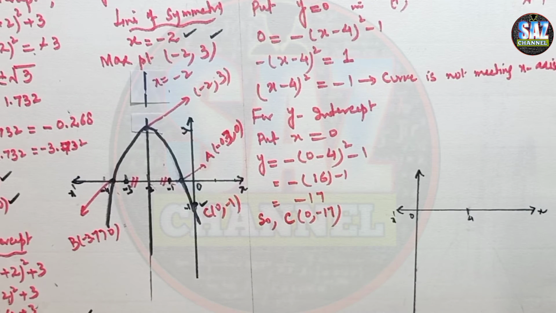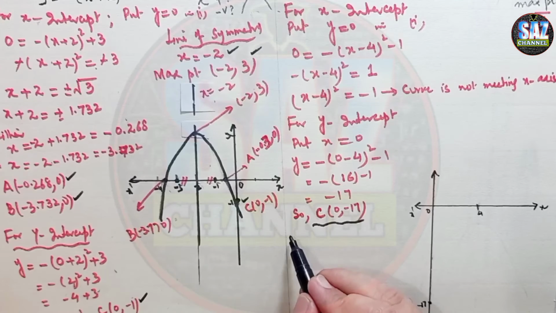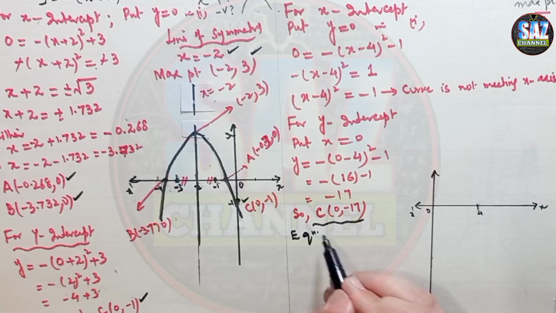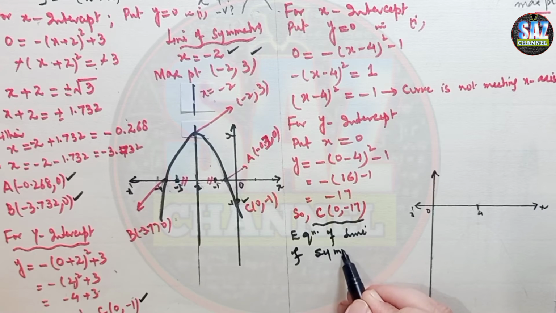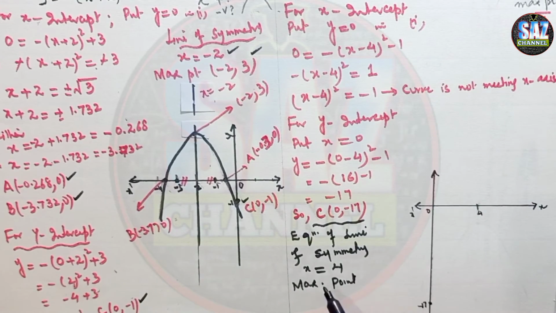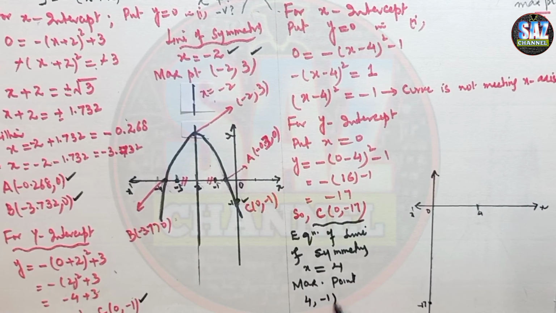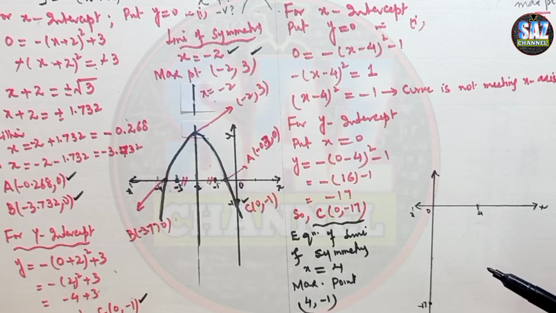And let me block this answer, and it's the time to decide the equation of the line of symmetry. The equation of the line of symmetry is at x equals to 4, and the maximum turning point will be 4 and minus 1, 4 with minus 1. I hope you are clear about all these workings.